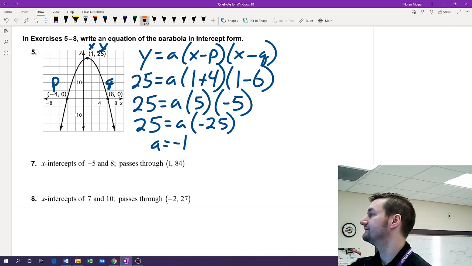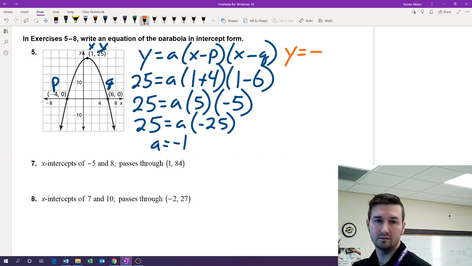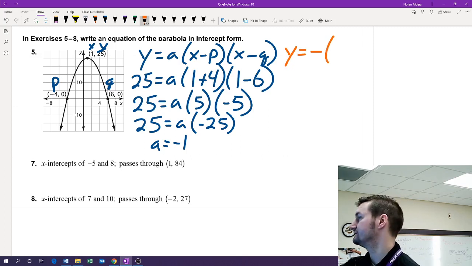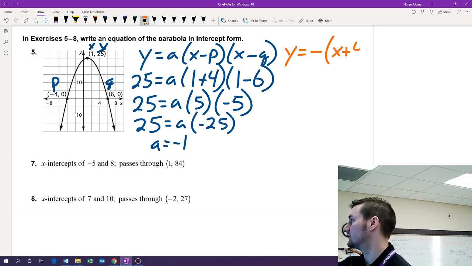So here we go. We're going to have y equals -1, which we can just write a negative because 1 is understood. X minus p, which was -4, so we can just do +4.